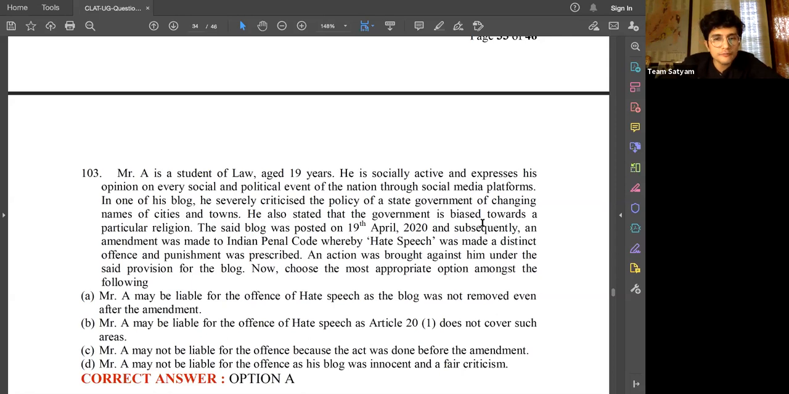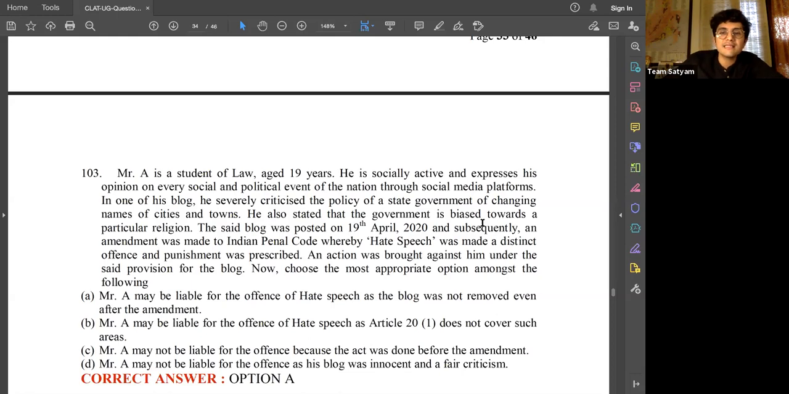Now, a lot of people might have had some difficulty over here, saying that it is only after Mr. A has put up whatever he has put up on the blog, that is on 19th April 2020, that the amendment has been made to the IPC. But the wording of this question is a bit tricky, where it says that hate speech was made a distinct offense. So this is sought to be contrasted from it being a new offense.